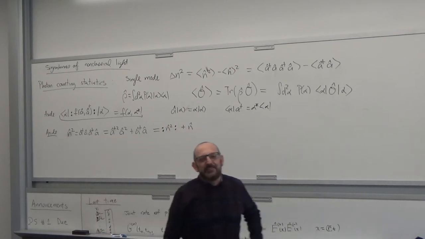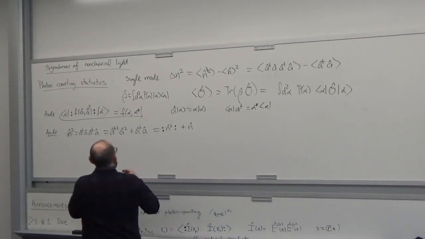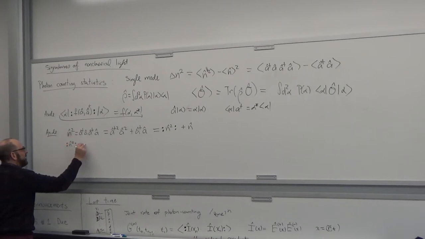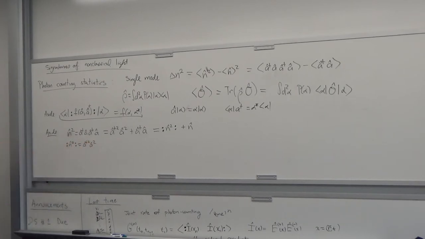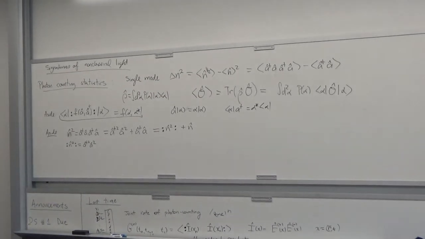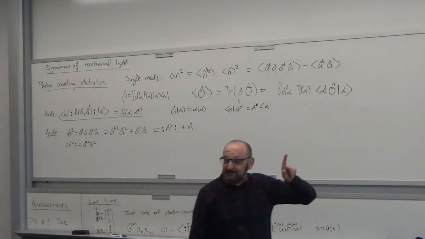Is it clear what this notation means? Because it can be confusing. This symbol, the double dot, says, take the normally ordered version of N squared. It means turn off commutation relations, pretend they're C numbers, move all A daggers to the left and A's to the right. Close your eyes to the fact that they don't commute and just do it. And that's what I did. So this is what that symbol means. It's an algebraic relation. This does not equal this. This equals this. It's very important.